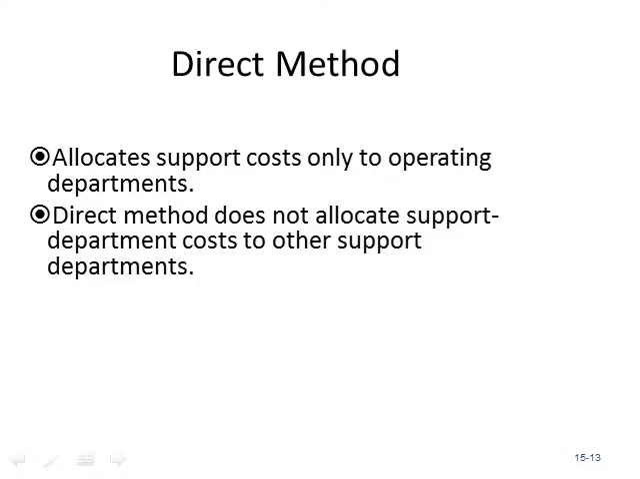And so the direct method allocates support costs only to operating departments. The direct method does not allocate support department costs to other support departments, and that's the example. So if we are using the direct method and we have an IT support unit, an HR support unit, and an accounting support unit, the IT cost would not be allocated to accounting or HR regardless of the usage. The human resource department cost would not be allocated to IT or accounting regardless of usage, and the same is true of accounting. All of those department costs would be allocated only to the operating departments.